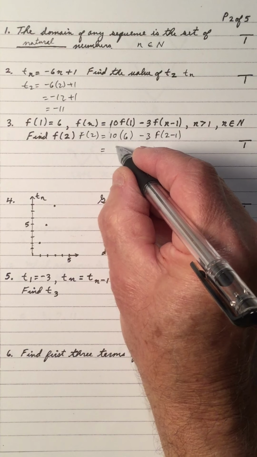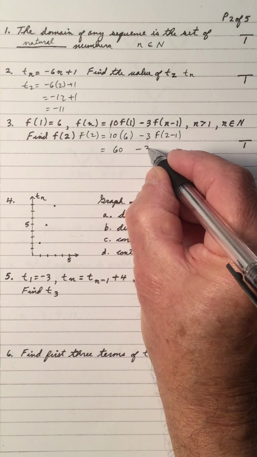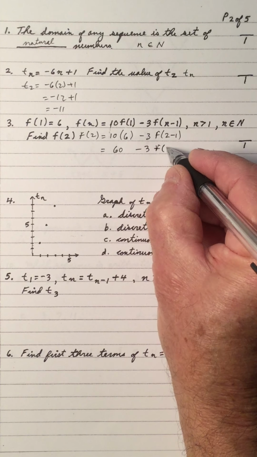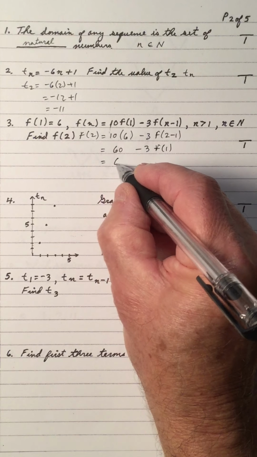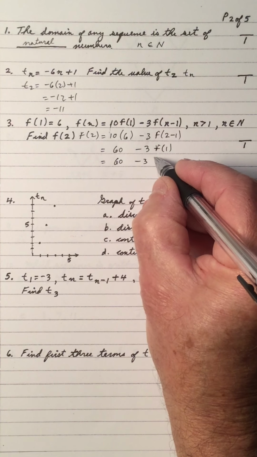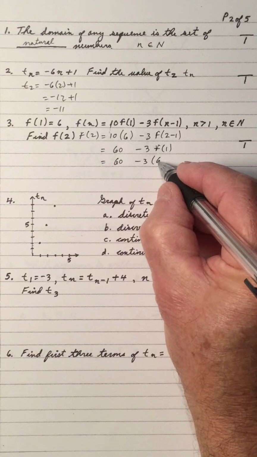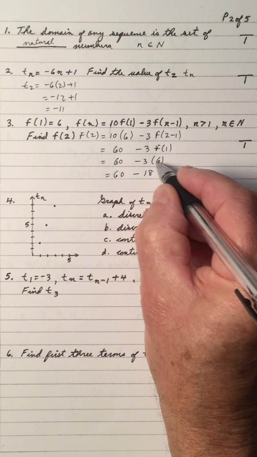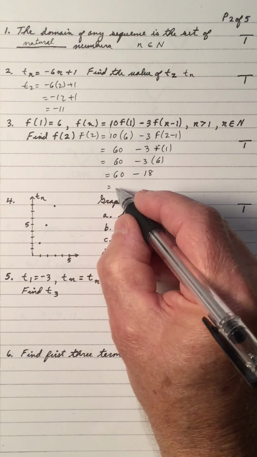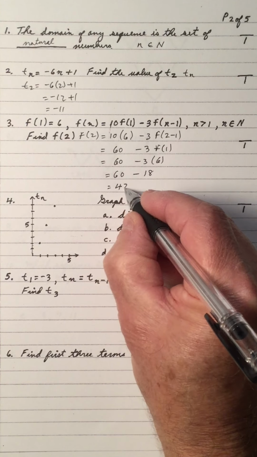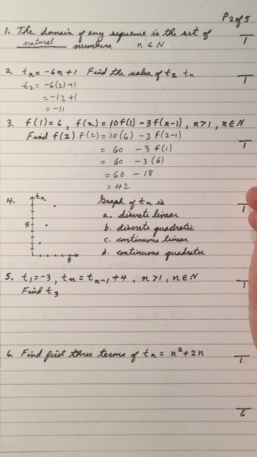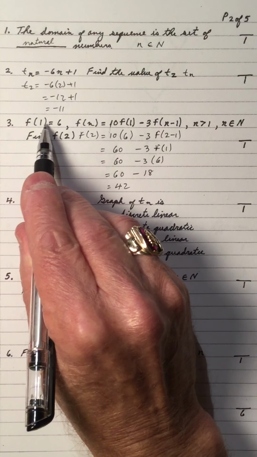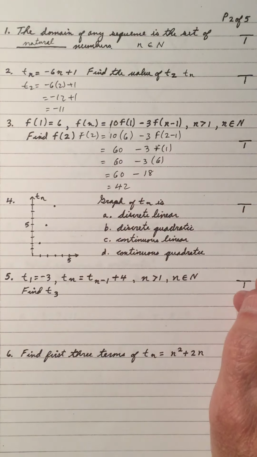So let's simplify this. This becomes 10 times 6 is 60. And this is negative 3 times. 2 minus 1 is 1. So this is the f of 1. And so we complete it. 60. Negative f of 1 is 6 again. We put that in. 60. Subtract 18, because we've got to multiply before we subtract. And that gives us 42. If you have 42, give yourself a mark. So notice you have to use the f of 1 in order to get the f of 2.